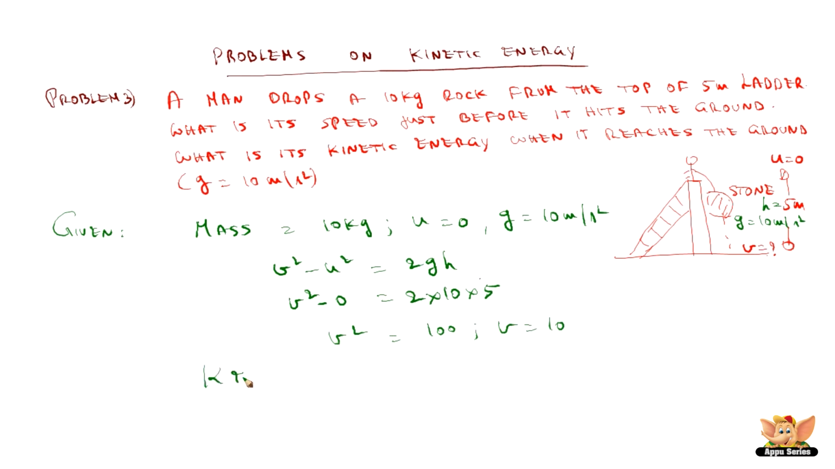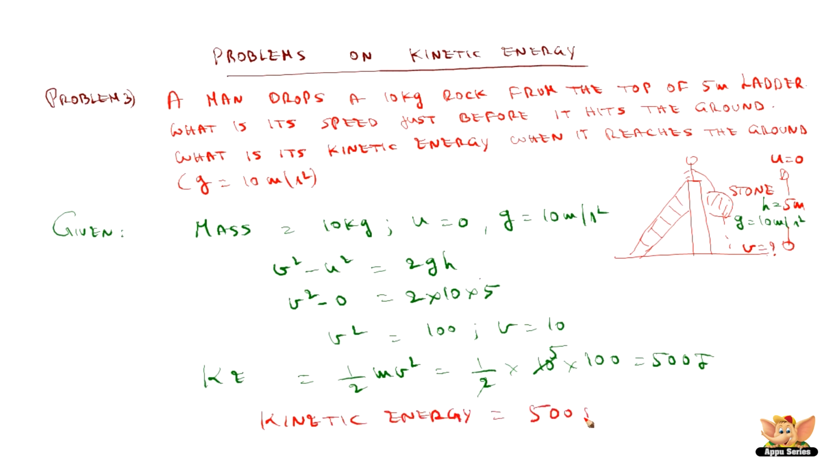Now the kinetic energy before it reached the ground is half mv square. So half m is 5, v square is 100, so it is 500 joules. So the kinetic energy of the rock before it reached the ground is 500 joules. Now see problem 4.